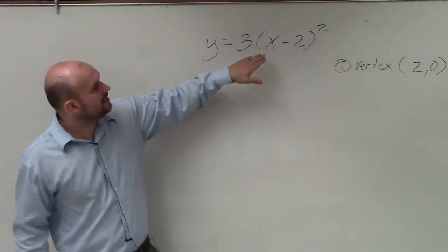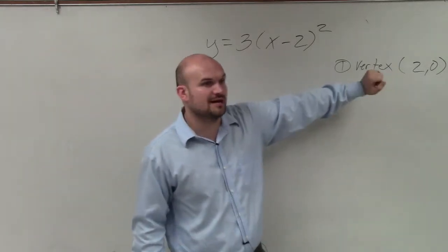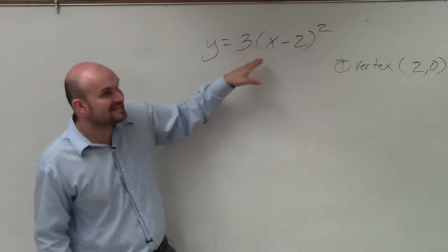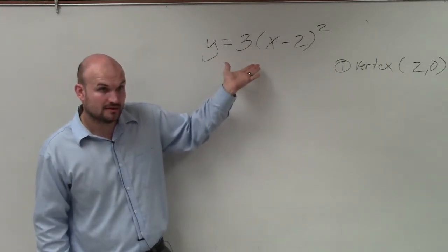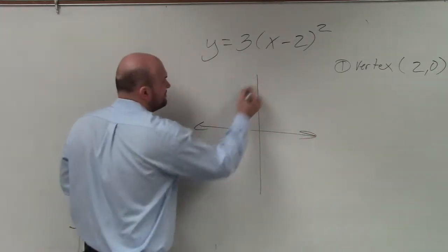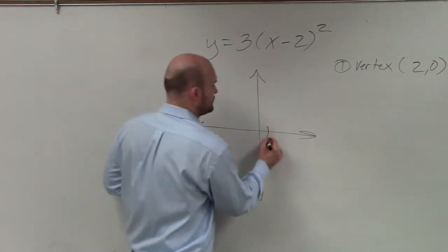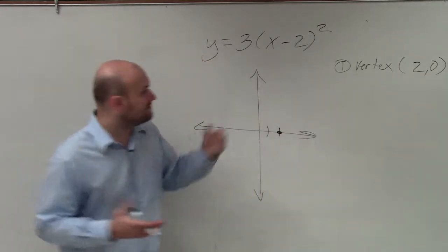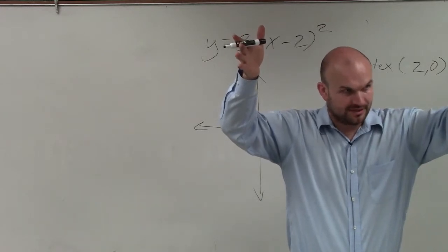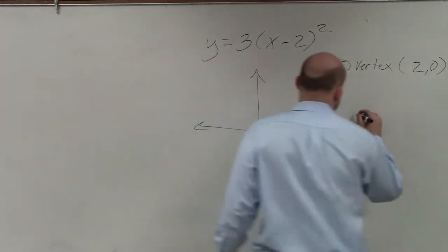Now, in the next case, what I have is a vertex at 2, 0. Now, the next thing we're going to do is we see that a is not equal to 1 anymore, right? So now I'm going to have to change this. I can't use my parent graph as I used before. So in this case, I find my new vertex, which is at 2, 0. But instead of using the over 1, up 1, over 2, up 4 that I used before, you guys remember? That's what we use for the regular parent graph. Now I have to create a new table of values.